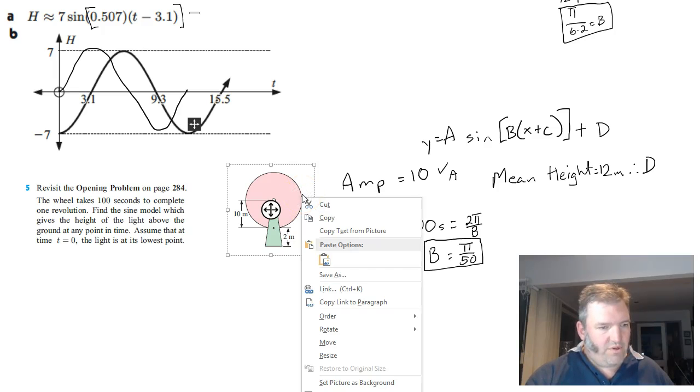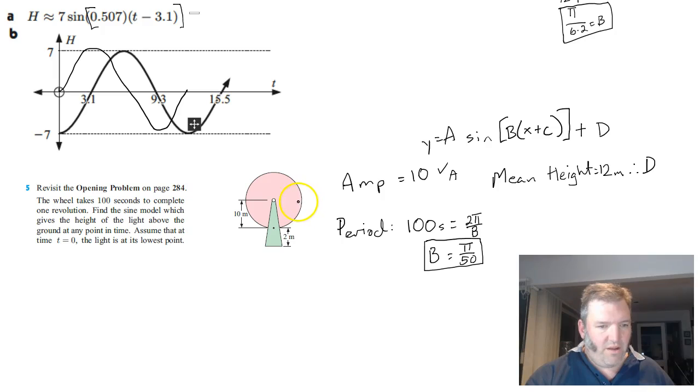Did it actually say which way it rotates? Well, it didn't say which way it rotates. I've sort of assumed it's going that way. And it's going to get to that mean height after how many seconds? Well, a quarter of 100, because that's obviously a quarter of the way around. So 25 seconds, it's going to be at that point.